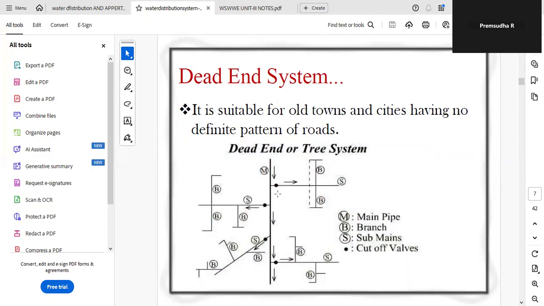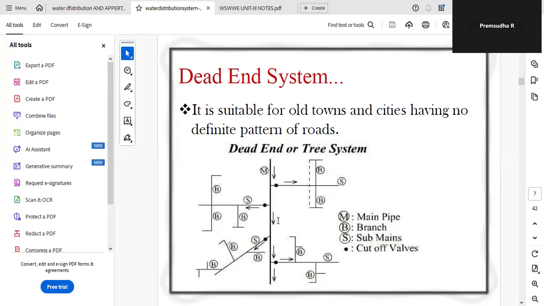and there is a branch pipe. It is denoted as B and the submain is S. The dot here indicates the cutoff walls. So there is only one main and there are so many branches. From the main there are submains, and from the submains there is a branch. Then there is a cutoff wall.